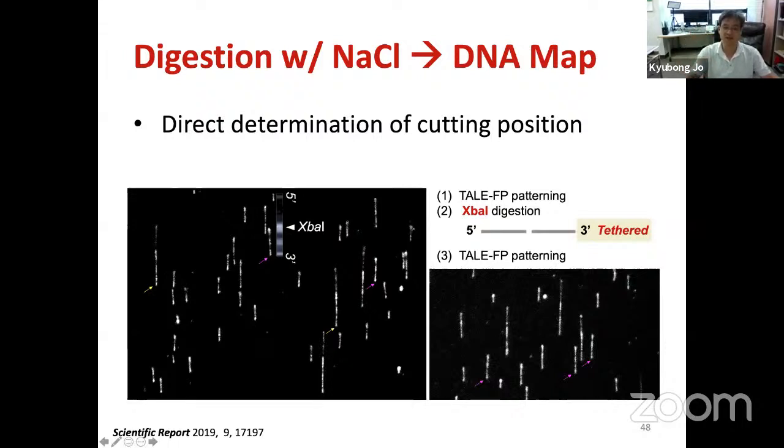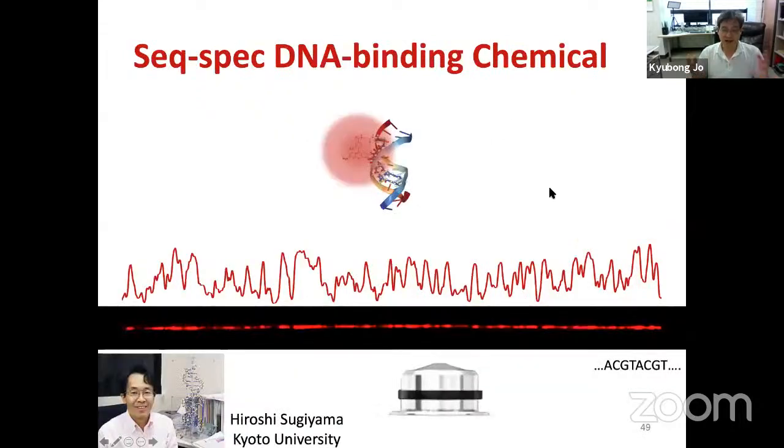So, this is one of the maps of the XbaI site, where one should cut in here, and then that is the AT-specific pattern, and this is the actual molecule we analyze using these technologies. Okay, the last topic I'm going to talk about is the sequence-specific DNA binding chemical.